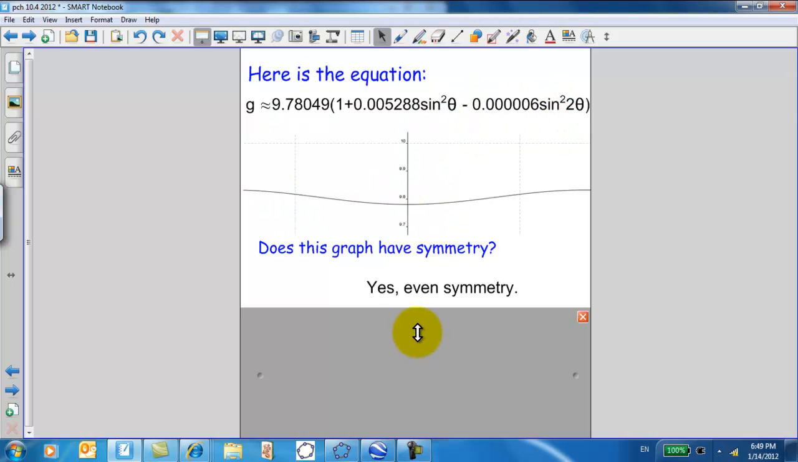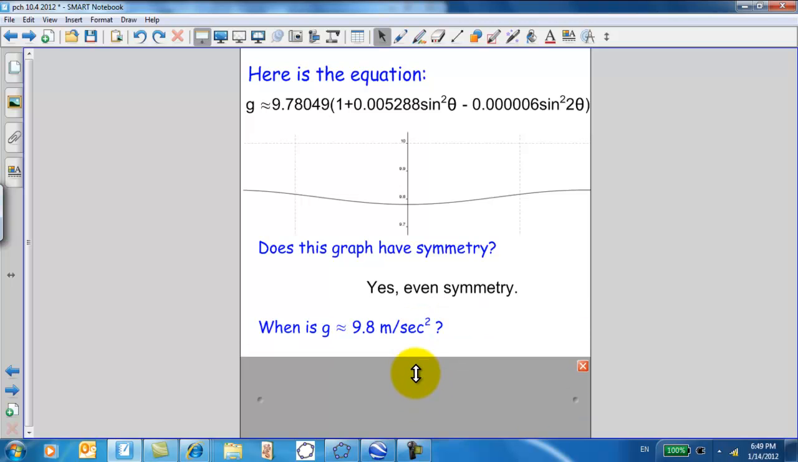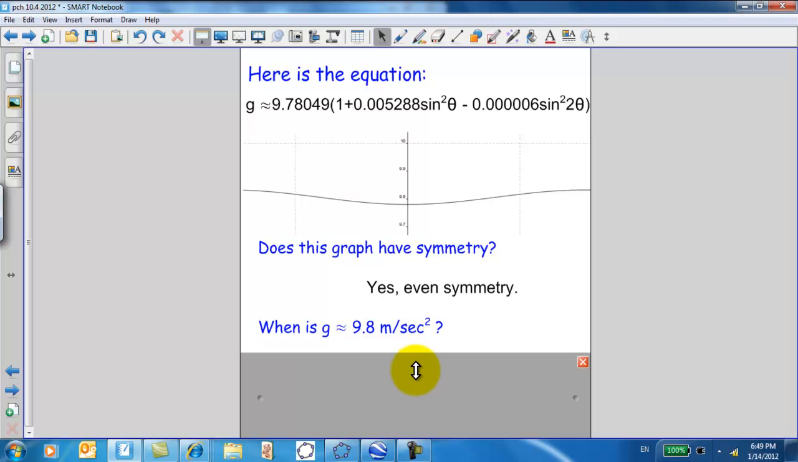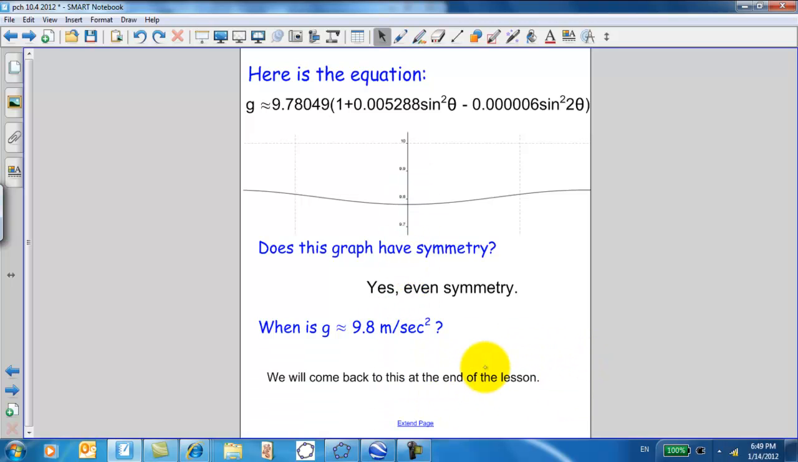We're going to find this out, but another quick question. What happens at the equator? At the equator, you get your lowest gravitational acceleration because that's where the Earth is bulging out the most. Okay, now, when is g equal to 9.8 meters per second squared? Because I know a lot of you use that approximation, but it really only happens at one parallel, and we're going to come back at the end of the lesson to figure out what that is.